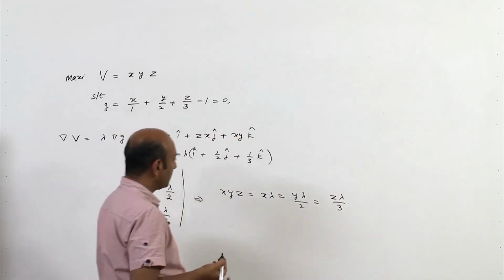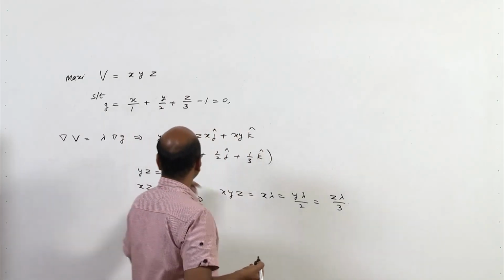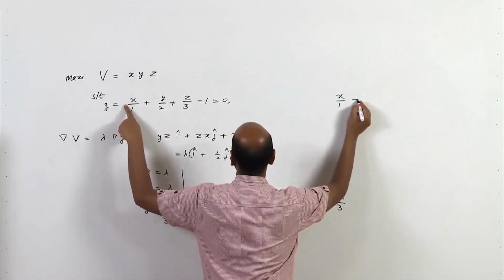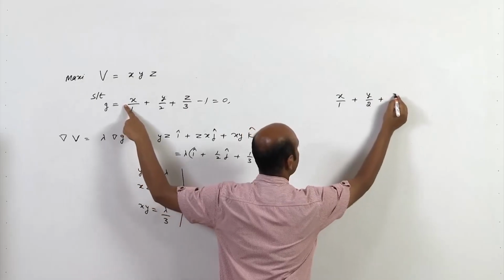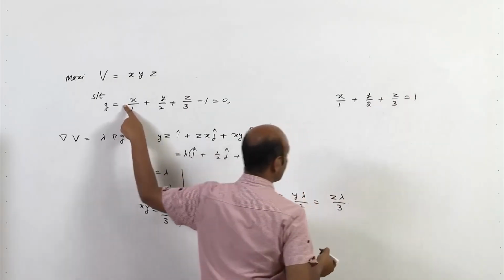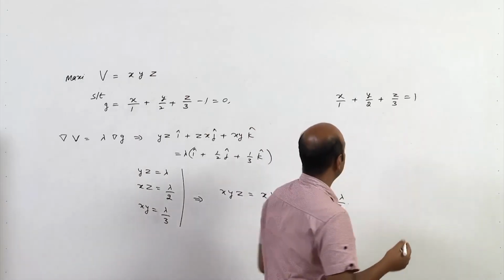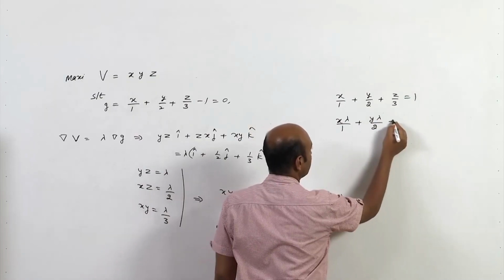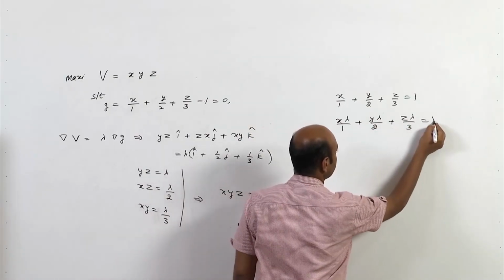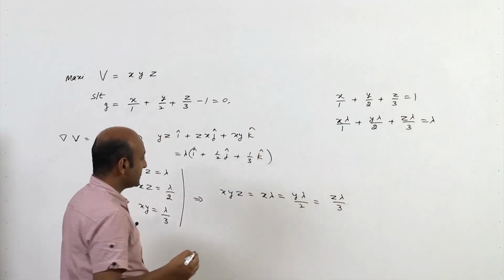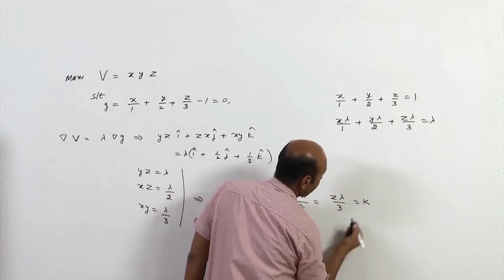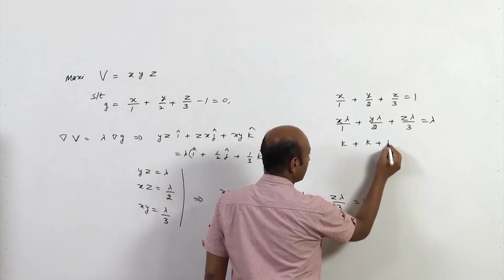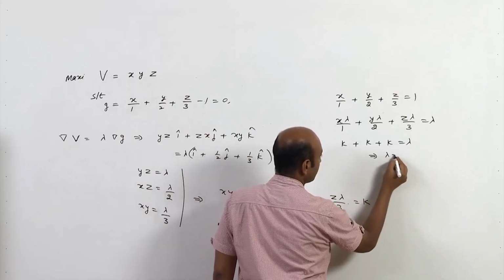Now this point must also satisfy this condition. So what we have from here is x by 1 plus y by 2 plus z by 3 equals 1. You multiply the entire expression by lambda. So it is x lambda by 1, plus y lambda by 2, plus z lambda by 3, equals lambda. Say each of these is equal to k. So this is k plus k plus k equals lambda, which implies lambda equals 3k.